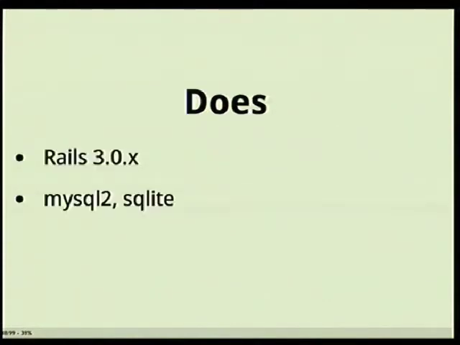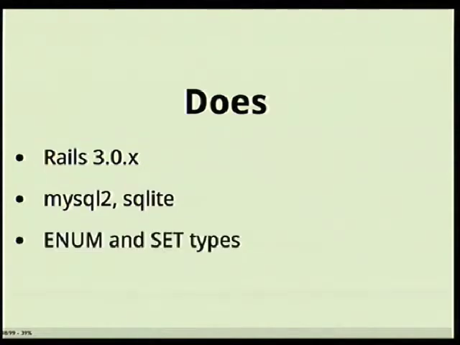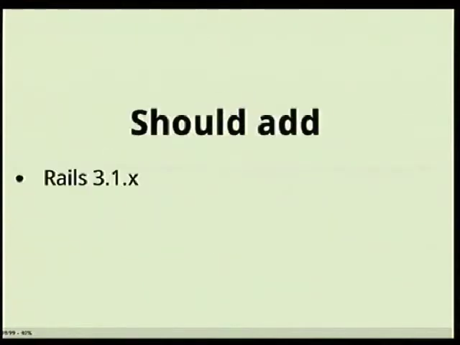Right now it's Rails 3.0. I've got MySQL and SQLite adapters. I do set types as well, just because it's a similar problem, and it was a problem that I was having. And it's easy to solve both of those in the one gem. Things I probably will add at some point: Rails 3.1, the other standard database adapters. So yeah, just sort of a nice utility for any time that you have or want enums.